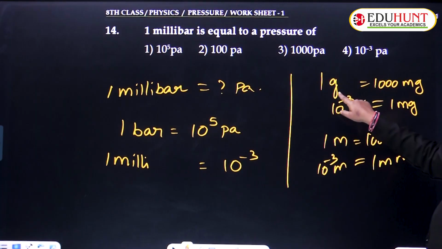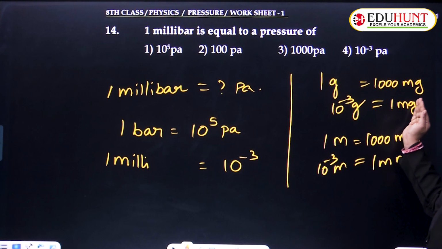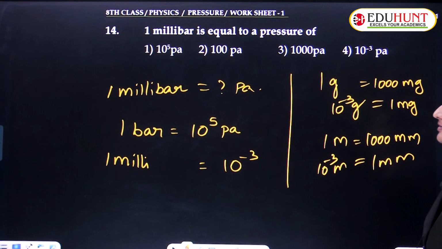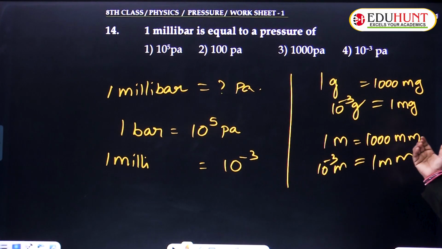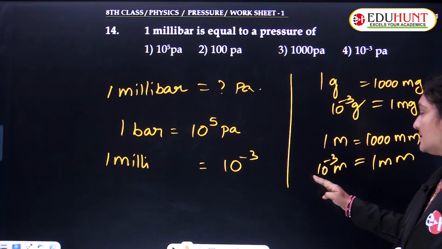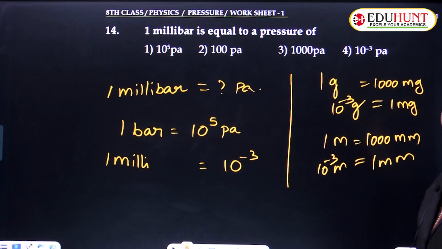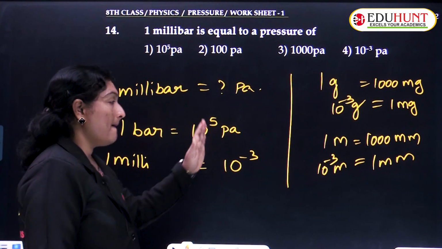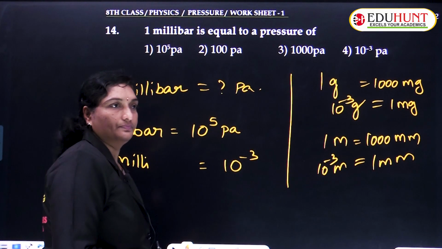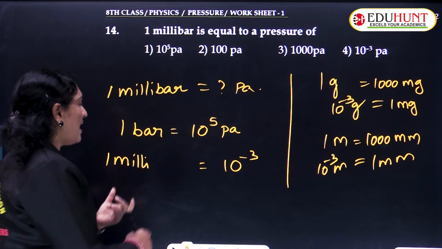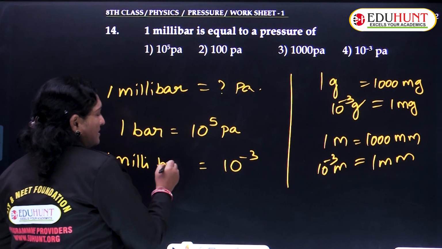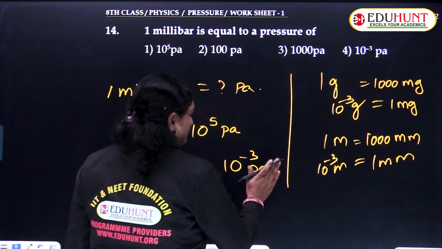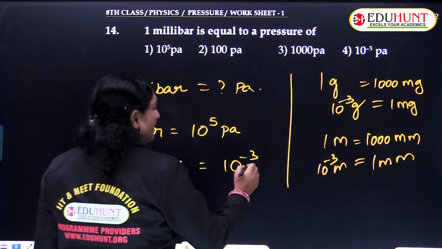So 1 gram is equal to 1000 milligrams. Whenever you want to convert milligram into gram, you have to multiply with 10 power minus 3. Similarly, whenever you want to convert millimeters into meters, you have to multiply by 10 power minus 3 meter. Similarly, whenever you want to convert millibar into bar, it must be multiplied by 10 power minus 3 bar.